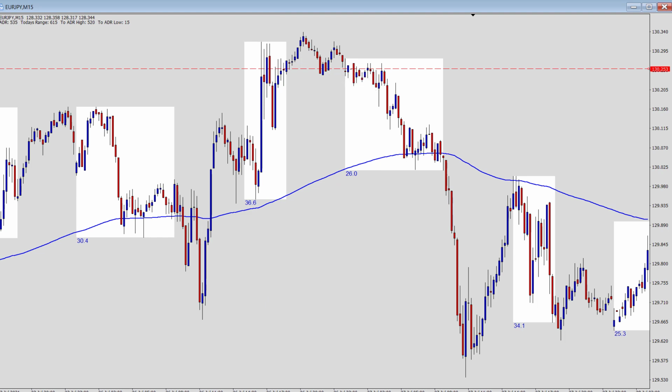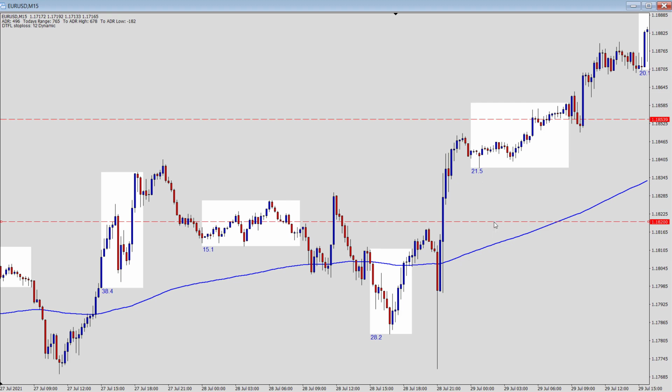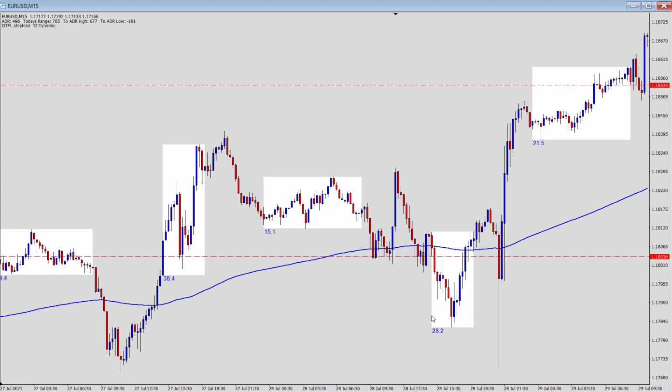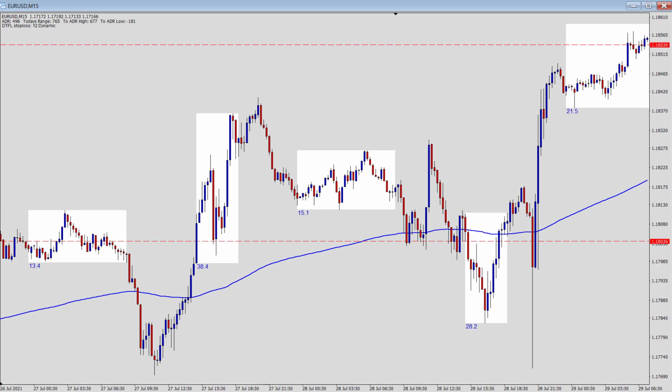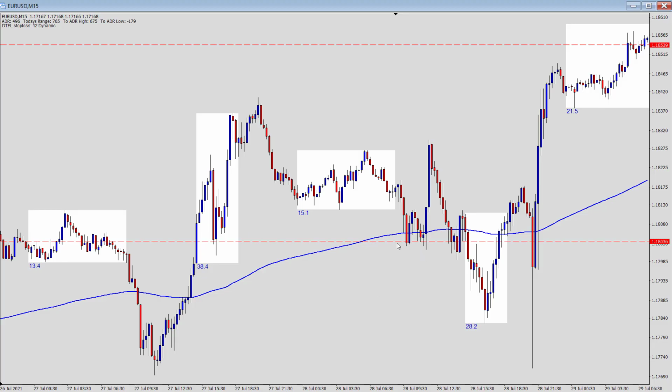Second to last trade on the month was on the euro, and it was a euro long on the 28th from the 1804 level. So here's 1804. And if we take a look at the preview from the 28th, we had the euro dollar looking for that third push up, again, one spot 1804. So we come into it on the 28th.